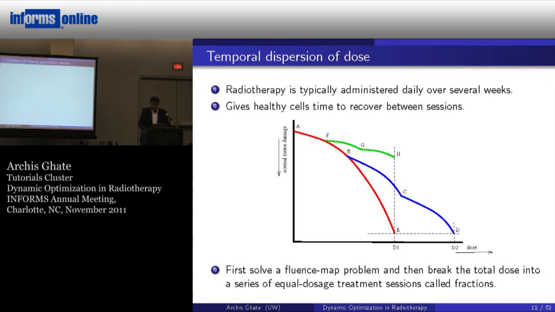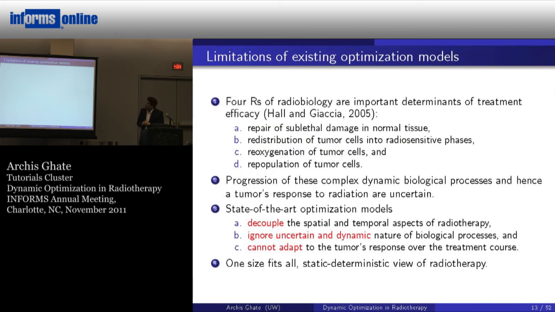Now let's start getting closer to actually our work. What are the limitations of some of these things that I talked about? You can kind of guess what those are. In radiobiology, there are something called the 4 R's of radiobiology, and this is a Bible of radiobiology. This is where I learned what little I know about radiobiology. That book basically says: repair of sublethal damage in normal tissue, so basically cell repair in normal tissue. That's the first R.